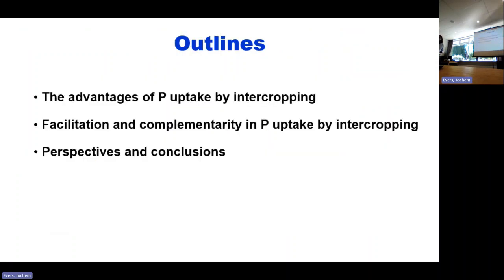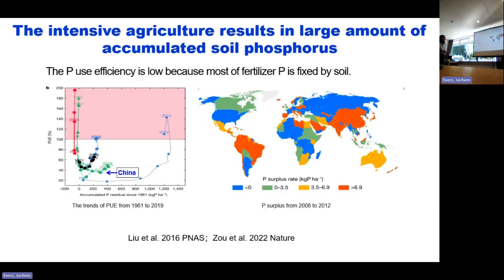Okay. So my talk today is about phosphorus. I want to go through 3 parts. First, the advantages of phosphorus uptake by intercropping, and then the mechanisms of facilitation and complementarity in uptake by intercropping. In the end, our perspectives and conclusions.